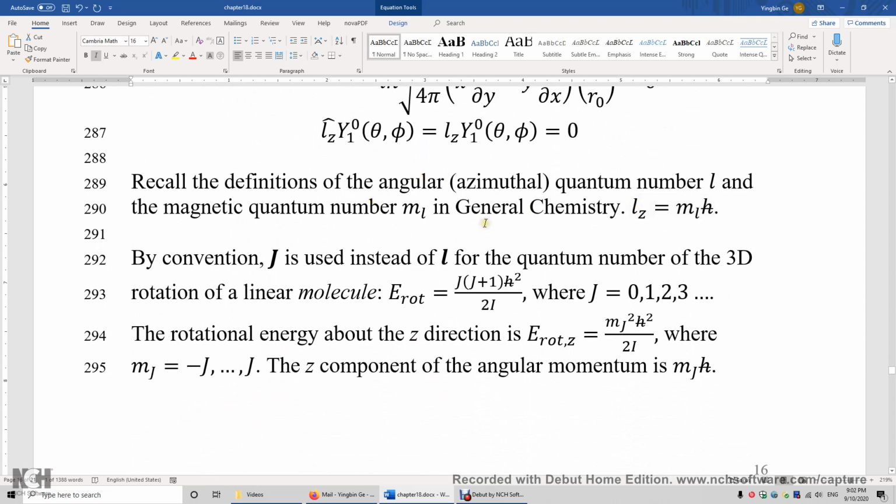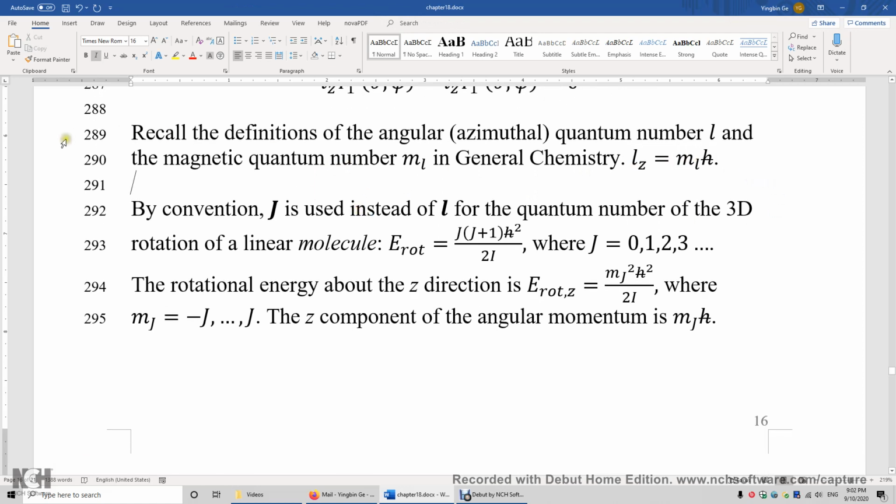Again, you took general chemistry, and you know the angular quantum number is L. And this m sub L is the z component of L. There's another name for m sub L. It's the magnetic quantum number, because you can pass a bunch of electrons through a magnetic field and separate them based on this m sub L as well. This is again the z component of the angular momentum. It's equal to m sub L times h bar.